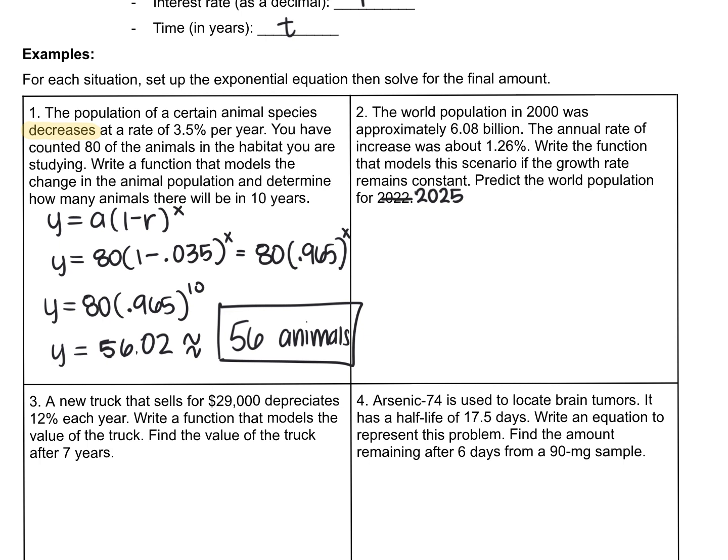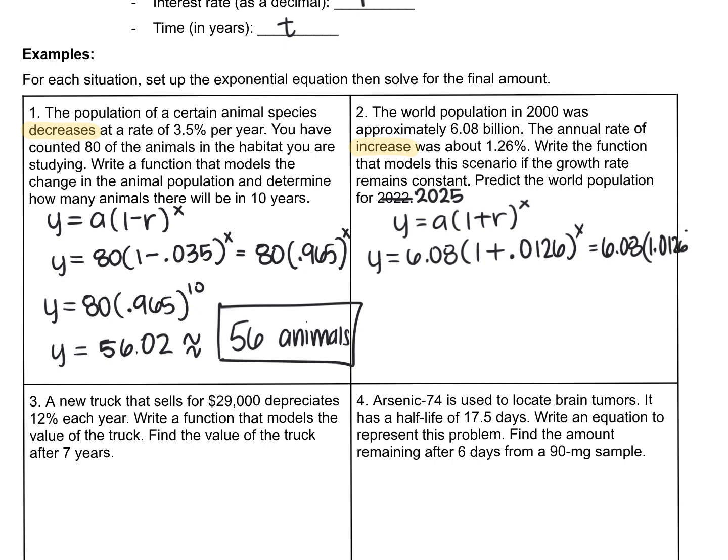So this is an example of general exponential growth because we are increasing. So I'm going to use y equals a times 1 plus r to the x. For my initial amount, I'm going to leave it as 6.08. I'm not going to write out all of the zeros that are associated with a billion. And then it'll be 1 plus 1.26% as a decimal, which is 0.0126, to the x, which if I simplify my parentheses becomes 6.08 times 1.0126 to the x.